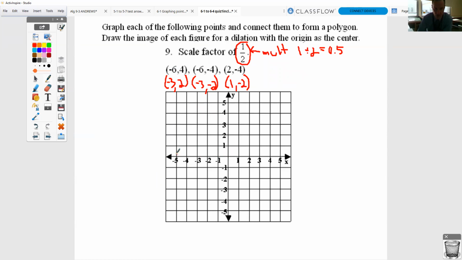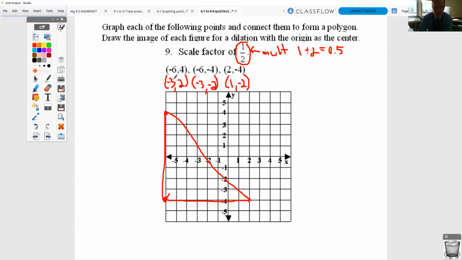So -6 over to -6, up to +4. Here's my first dot. -6, -4, over to -6, down to -4. And 2, -4, over to 2, down to -4. So here's my original triangle. You don't have to label these because they don't have letters.